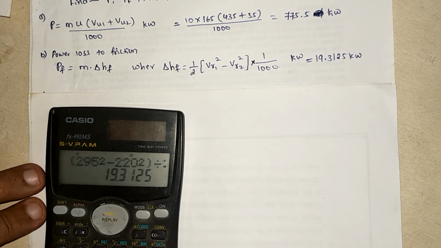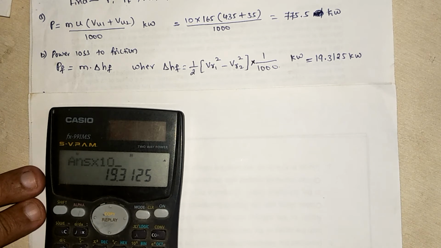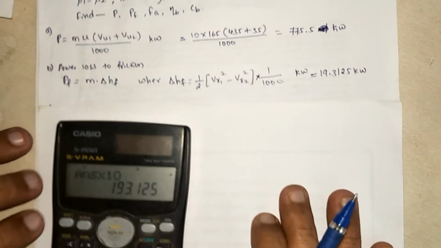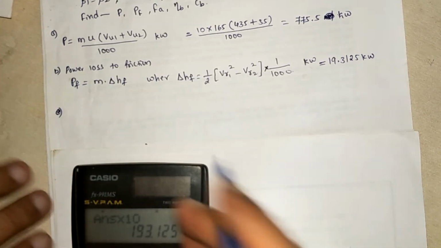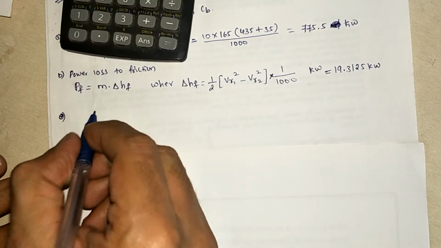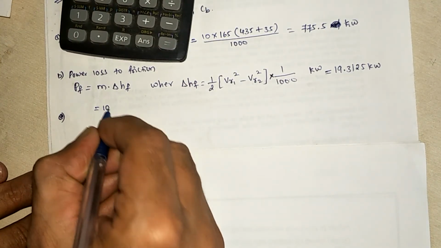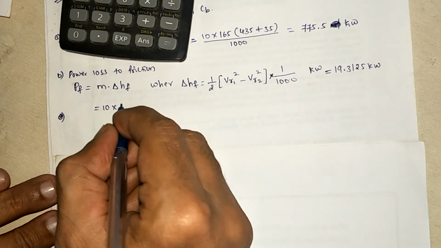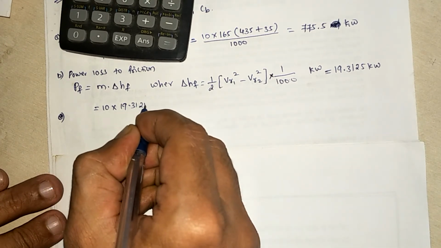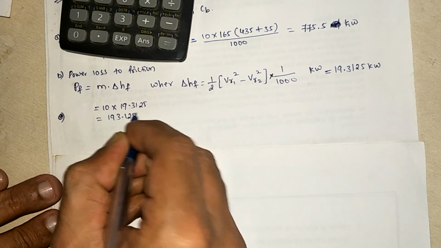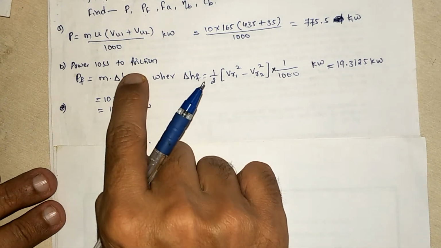So we'll get into 10. So we'll get 193 kilowatt. I will directly substitute the value here. So m dot is 10 multiplied by delta HF. Delta HF value we already obtained here. It is 19.3125. So this is equal to 193.125 kilowatt. So this is the power loss, right? This is the power loss due to friction.